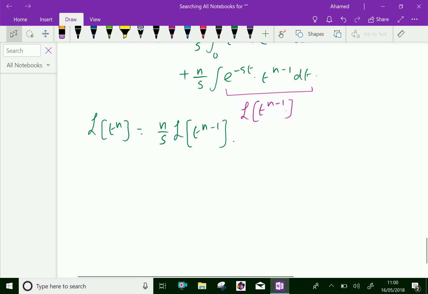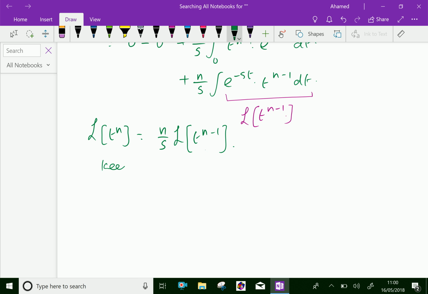Keep going recursively. Suppose the Laplace transform of t power n when n equal to 5, it comes n over s Laplace transform of n minus 1, 5 minus 1 is 4. Like that it is recursive, going up to 1. Keep going recursively.